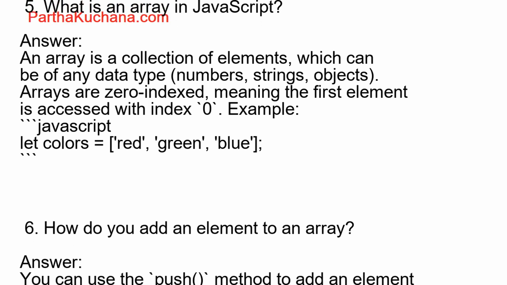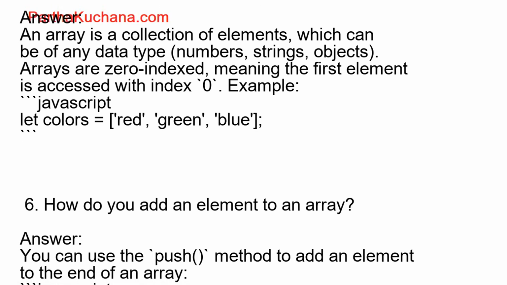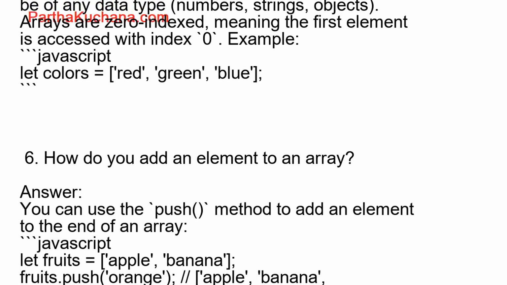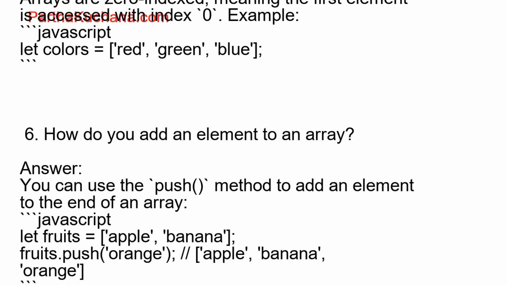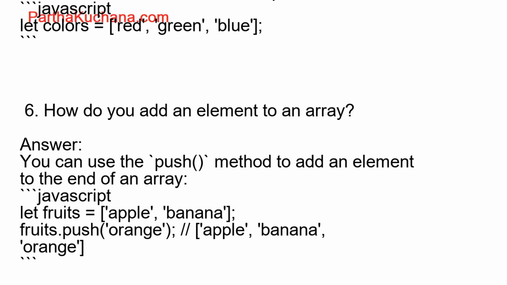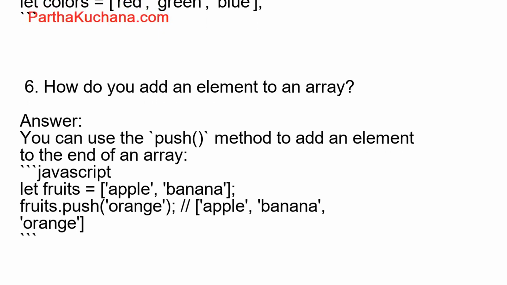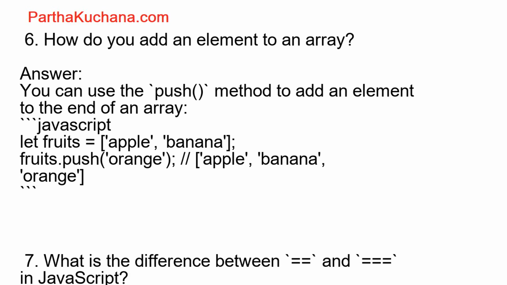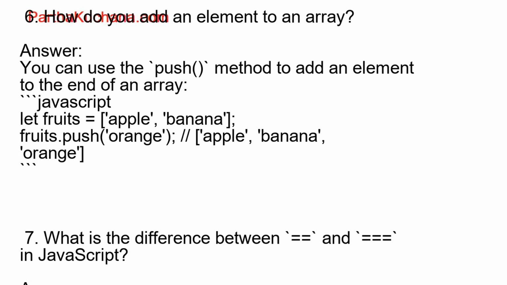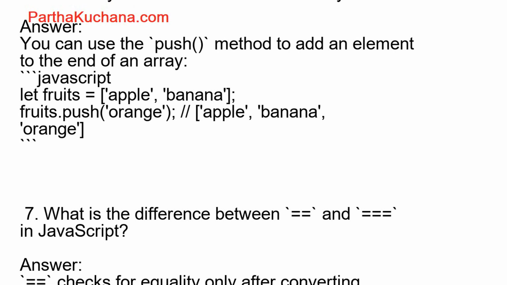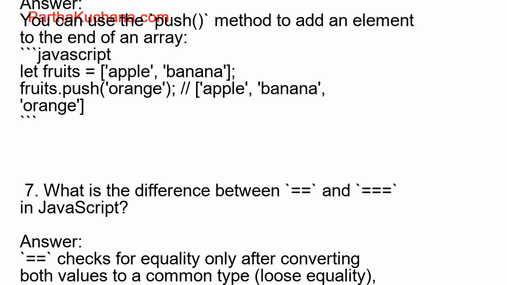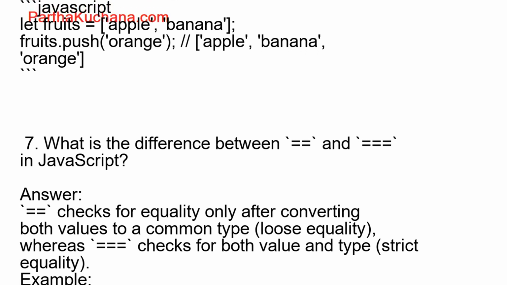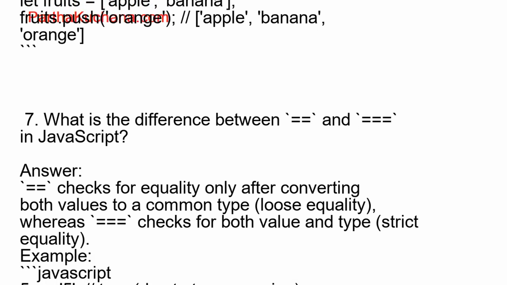7. What is the difference between == and === in JavaScript? Answer. == checks for equality only after converting both values to a common type, loose equality, whereas === checks for both value and type, strict equality. Example, JavaScript: 5 == "5" // true due to type coercion. 5 === "5" // false because one is a number and the other is a string.